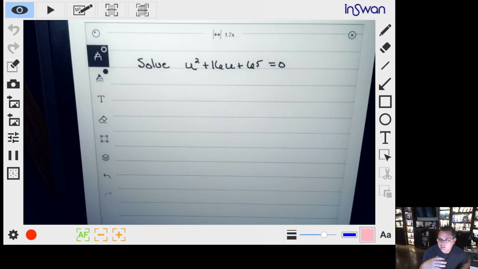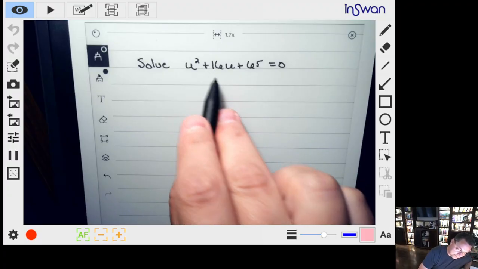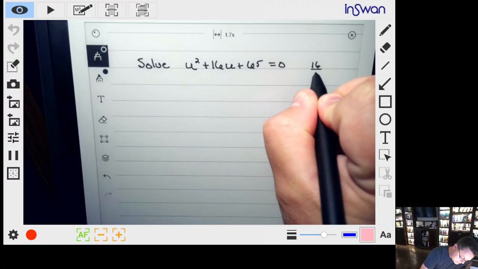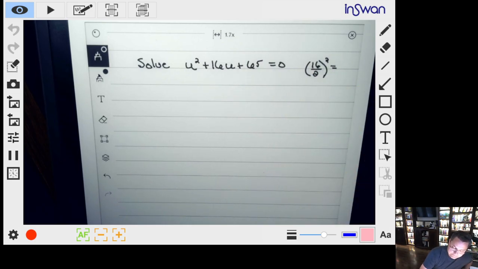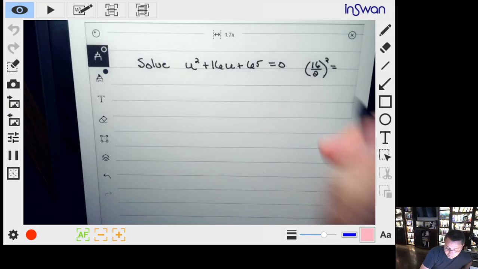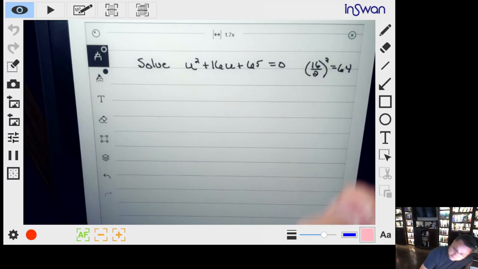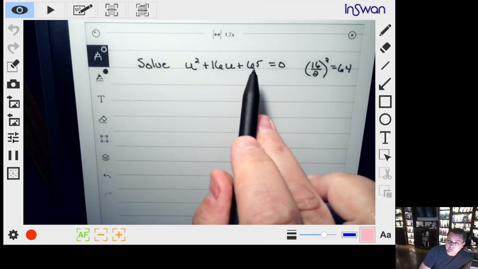Now, don't be intimidated by the u in there. It's just like an x. It means the same thing. It's just our variable. So what I'm going to do is take the 16, divide it by 2, and then square that. So 16 divided by 2 is 8. 8 squared is 64. That's conveniently nice for this.